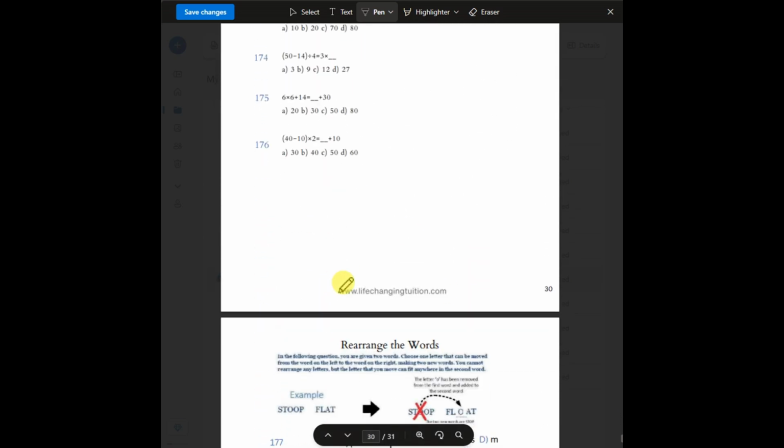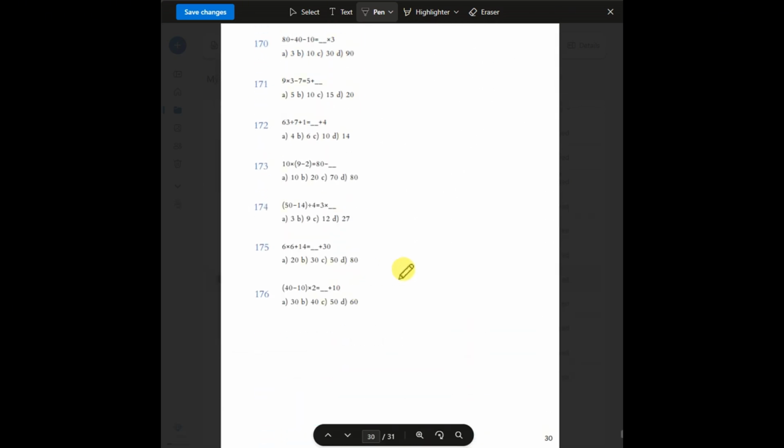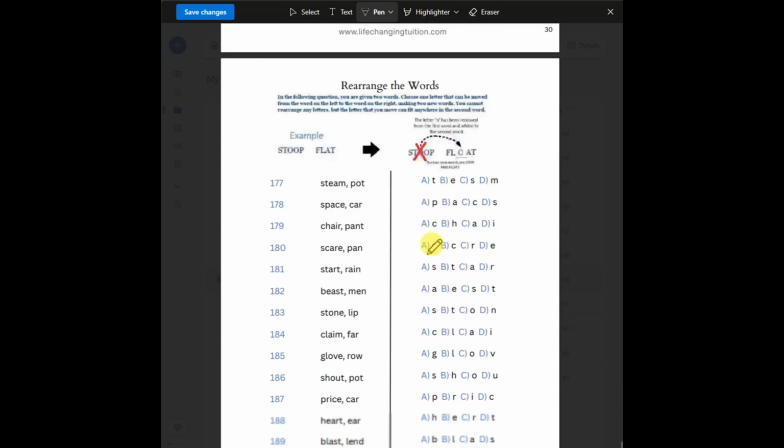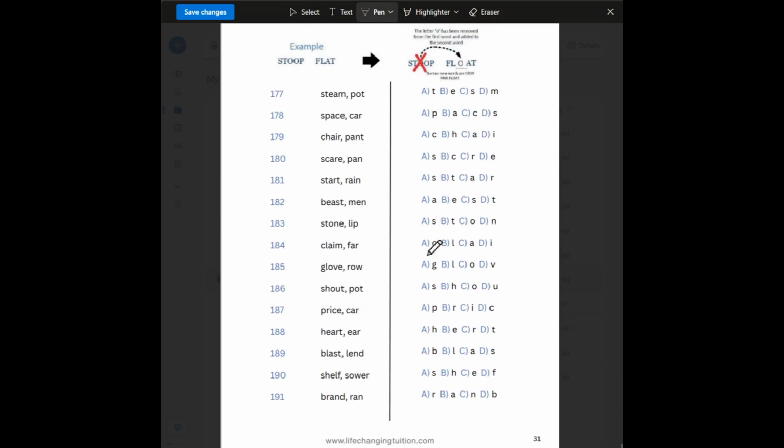So for these ones, I'm just going to show you the answer key. I'm just going to put it up on screen. You can just use that to help you. And then same thing for these ones. There's not much I can teach you here. It's just one letter that you have to take out to make a new word, if that makes sense.